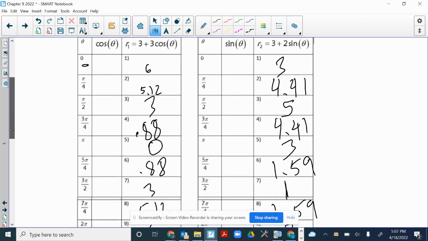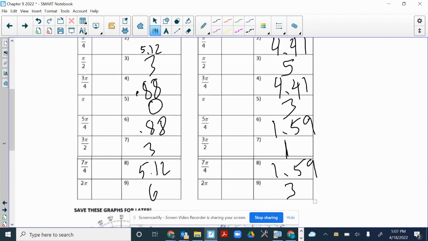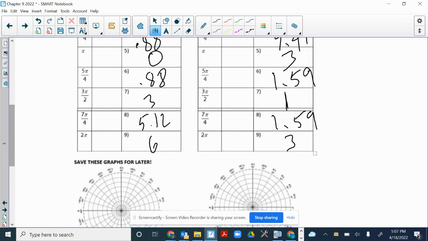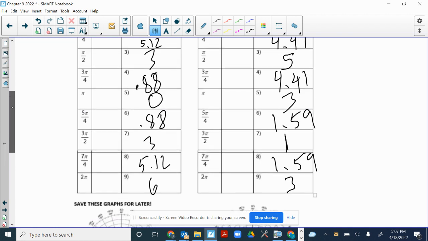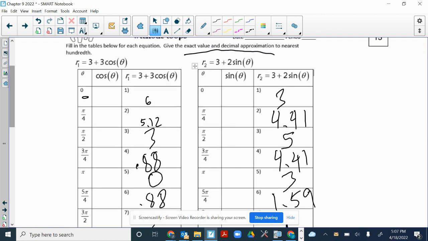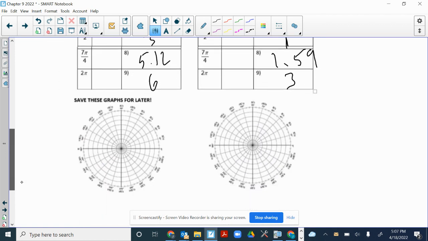The reason why is because the first part of today is actually graphing these points. These are all coordinate points, they're just in polar, so it's r comma theta. So 6, 0. Then 5.12 comma pi fourths, 3 comma pi halves, so on and so forth. And so that's what we have here. So we have all of these polar points.